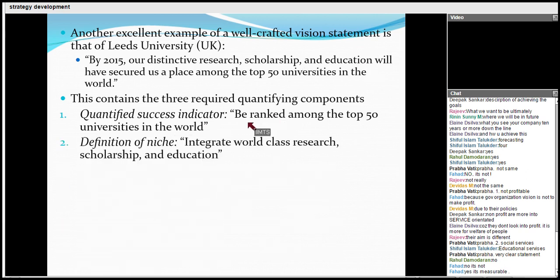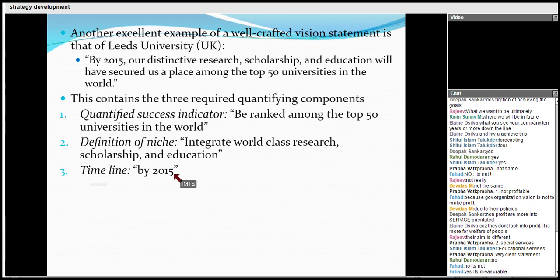The next parameter is the definition of niche. What is it exactly they want to do? They want to integrate world-class research, scholarship, and education. This is a particular niche. They want to integrate world-class research, scholarship, and education. And the last one is the time. The timeline is set by 2015.